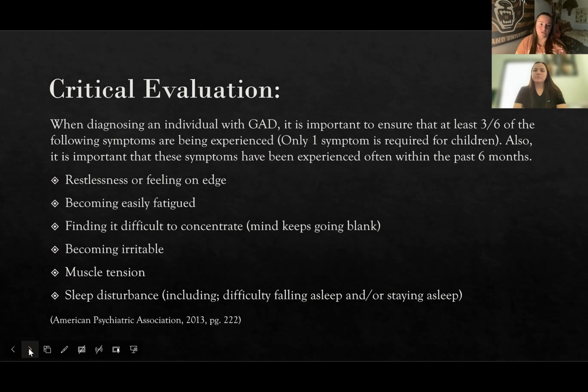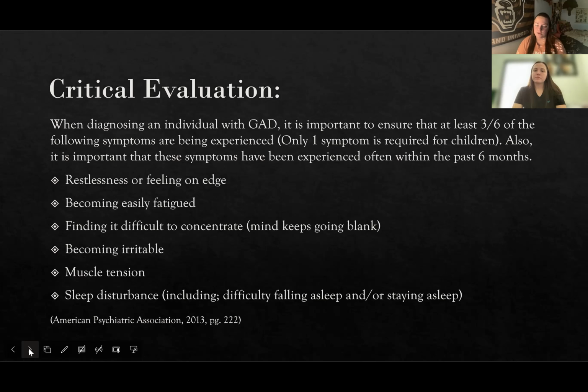And those symptoms include restlessness or feeling on edge, becoming easily fatigued, finding it difficult to concentrate or that their mind keeps going blank, becoming irritable, muscle tension, or sleep disturbance, including difficulty falling asleep or staying asleep. And through all that, I believe that the current diagnosis within the DSM-5 is logical and well-rounded, due to the fact that there's multiple possible symptoms that somebody could be experiencing, and that these people need to at least be experiencing them for a 6-month period before being considered diagnosed with it.